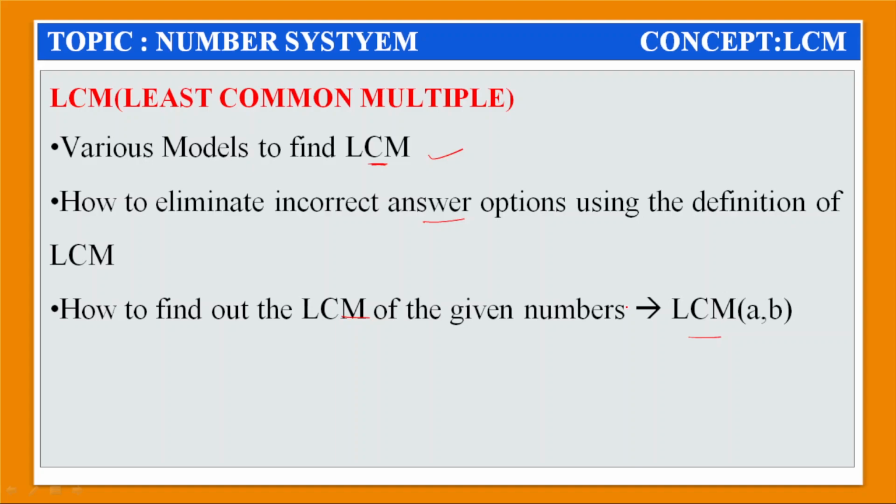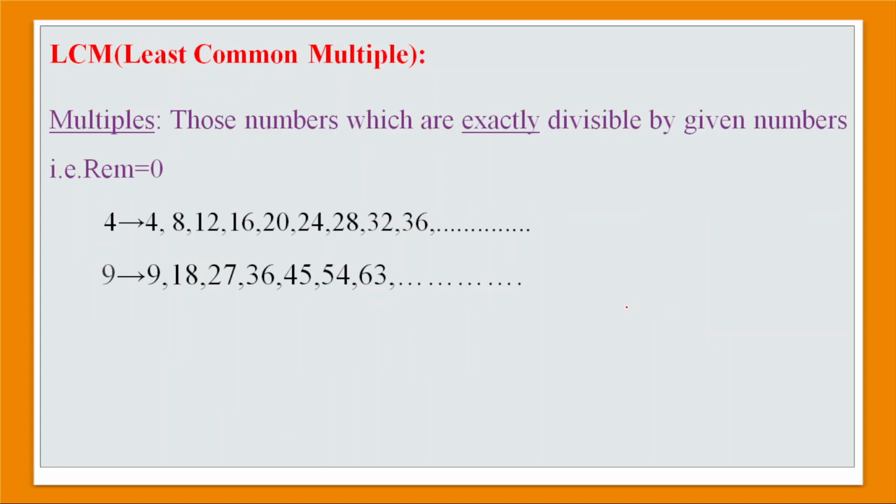So first we'll start with the basic definition. LCM, least common multiple. Here the word multiple is present. So what does it exactly mean? Multiples are those numbers which are exactly divisible by the given number. Multiples are numbers which are exactly divisible by given numbers. The remainder has to be 0.